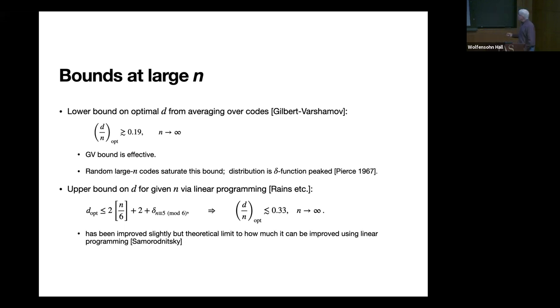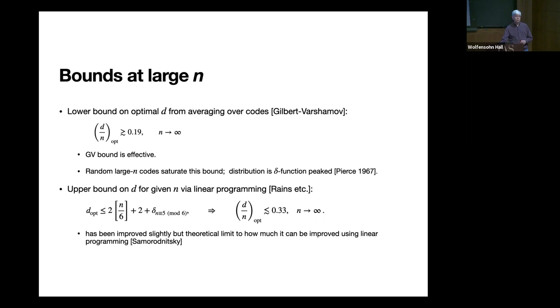Maybe the upper bound is the one we get from linear programming. And you can derive it analytically. Rains did that and found an optimal D over N upper bound of about a third. That's been improved slightly, but there's actually a theoretical limit to how much you can improve it using linear programming. And at least in the simpler context of classical binary codes, I know what that is, but presumably the work of Samorodnitsky would extend to stabilizer codes as well. But I don't actually know. Maybe a mathematician can tell me the answer here. But somewhere between 0.19 and 0.33 is the limit on how well linear programming and the modular bootstrap can do.